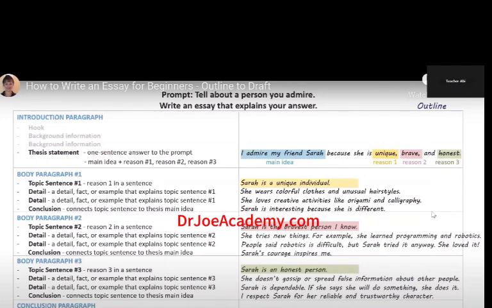Or you can end it off with, obviously, in conclusion, or concluding, or all in all. My friend Sarah is admirable for many reasons. She is different, has courage, and people know her to be reliable. Okay?